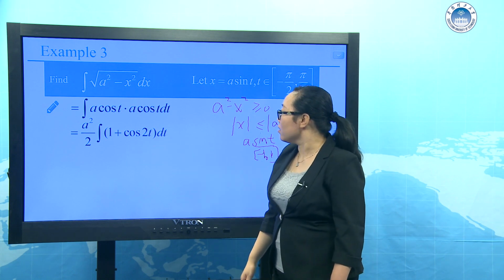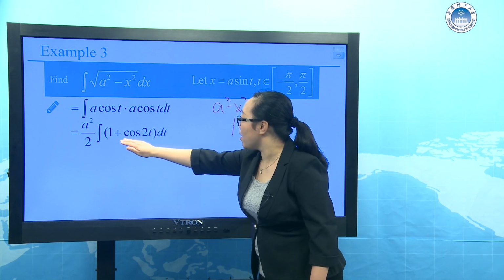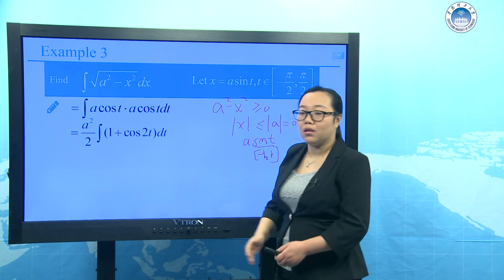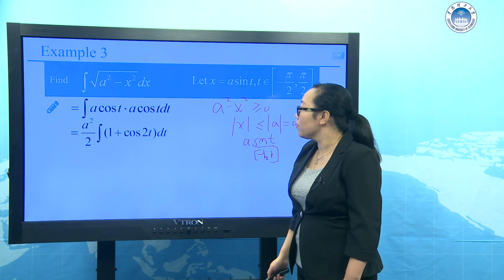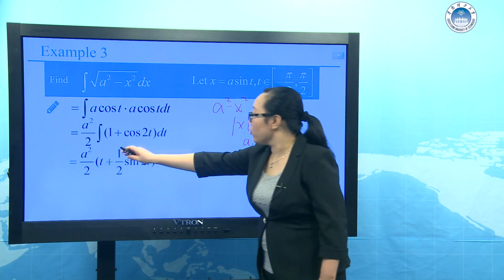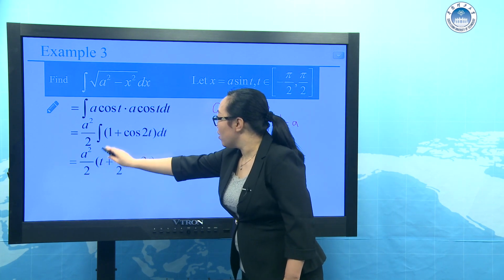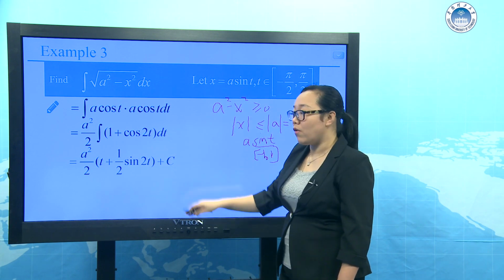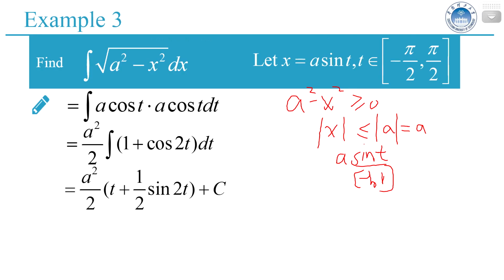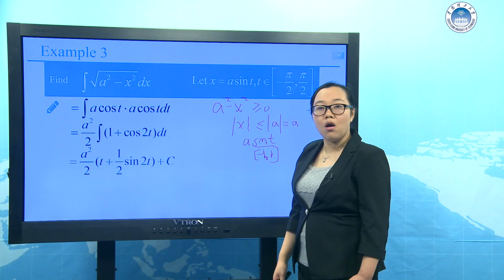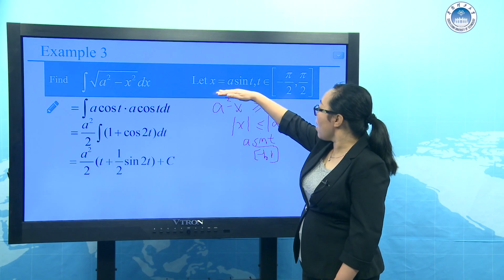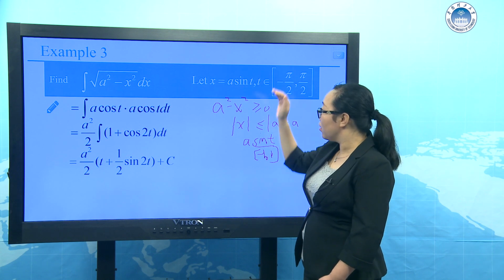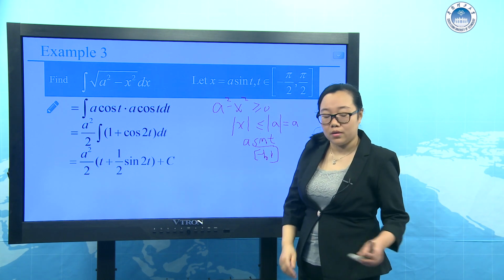Now look at the integral function, 1 plus cosine double t. Try to get a squared over 2 times 1 dt, which becomes t, plus cosine double t, whose antiderivative is half sine double t, plus c. Okay, how to do? Yes, replace t with x. How to replace? Look at this: x equals a sine t. What does t equal? We can get t.